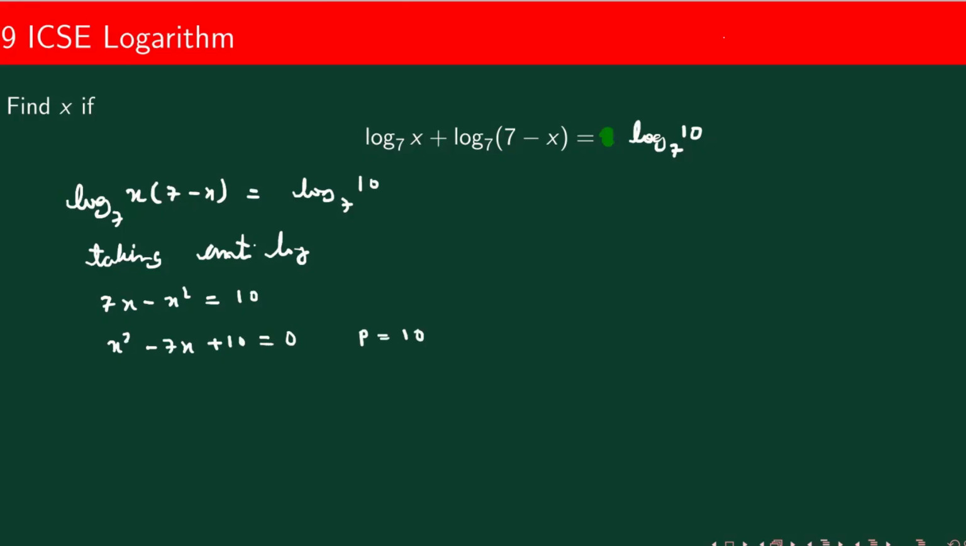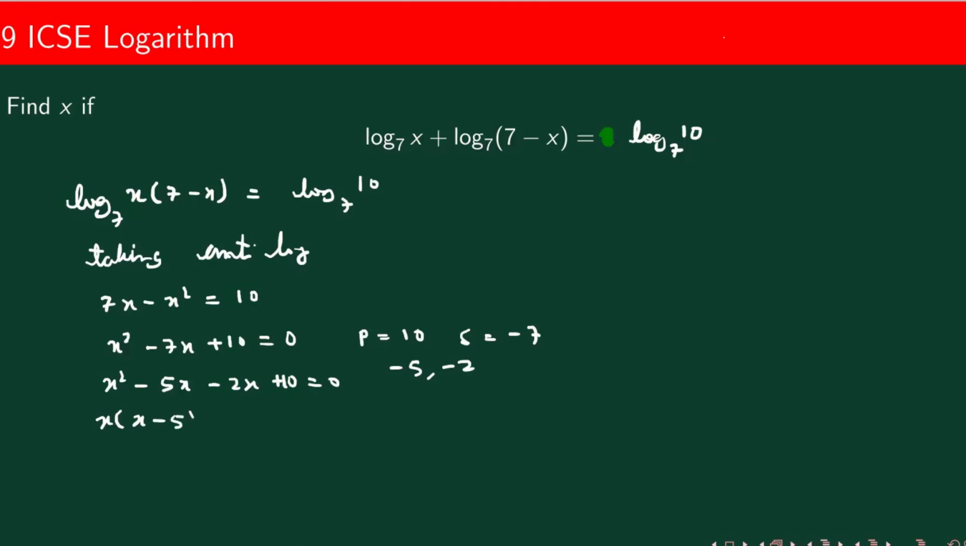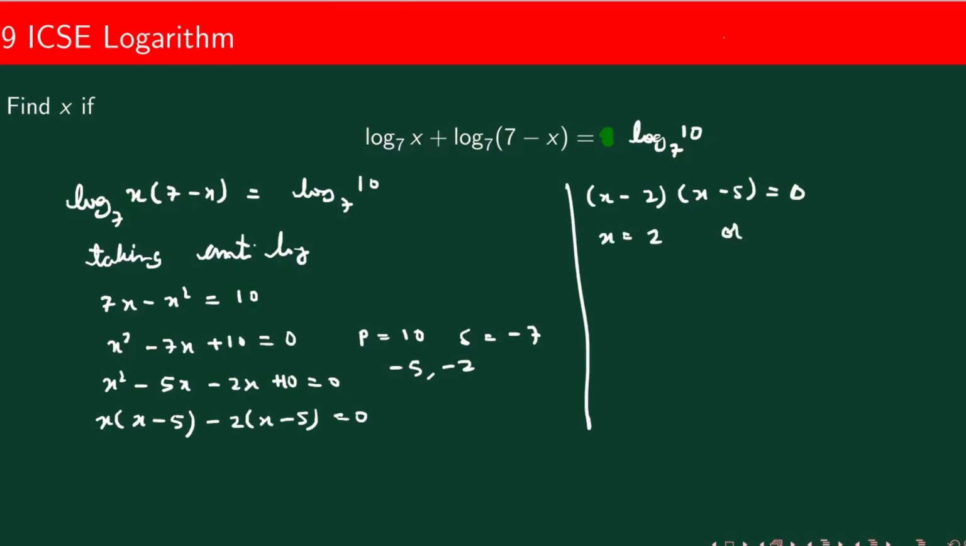So our product is 10 and sum is minus 7. Again, you can pause the video and try to check answers for that. Okay, so the answer is minus 5 and minus 2. So x squared minus 5x minus 2x plus 10 equal to 0. So you get x minus 5, x minus 2. Okay, I continue it here. So x minus 2, x minus 5 is 0. So we get x as 2 or x as 5.